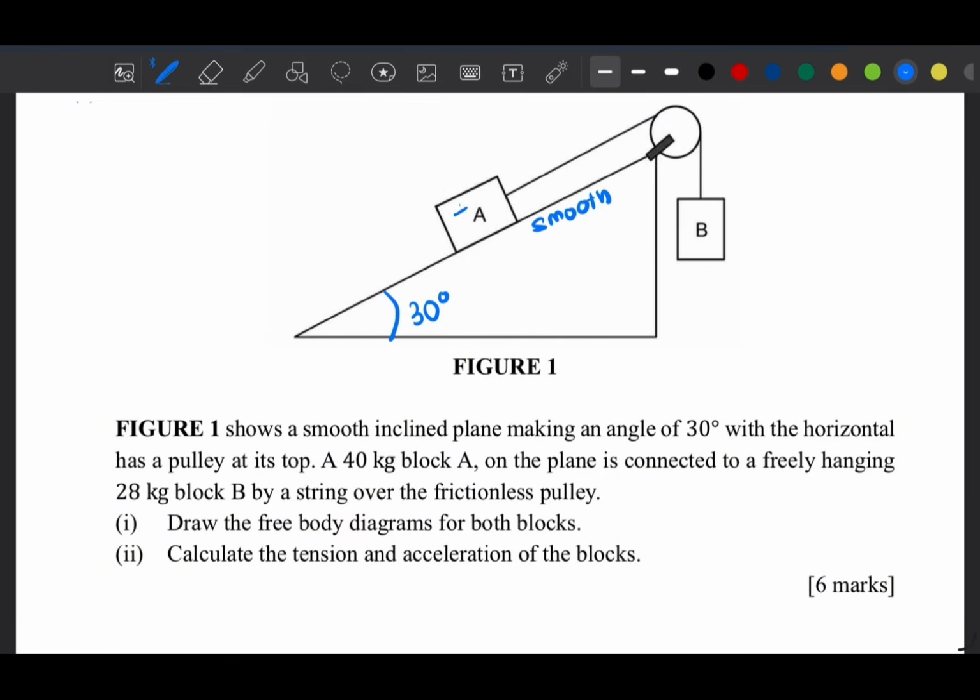A 40 kg block A sits on the plane, connected to a string over a frictionless pulley. Frictionless pulley here refers to this pulley, which is frictionless, indicating the tension is the same on both sides of the string. Since it is the same string and the pulley is frictionless, they are going to experience the same tension. And this object A is attached to object B, which is 28 kg, hanging freely. The question has asked us to draw the free body diagram for both the blocks and also to calculate the tension and acceleration of the block.